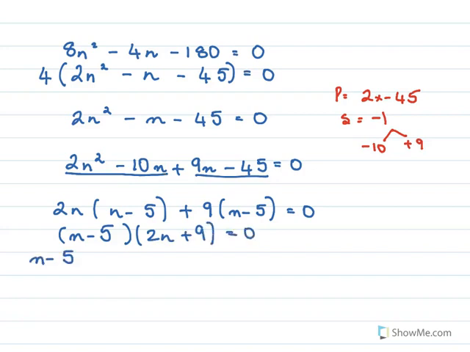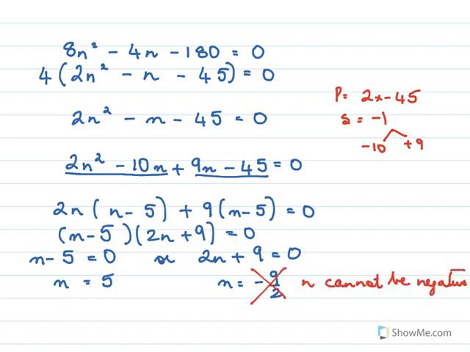So n minus 5 equal to 0, or 2n plus 9 equal to 0. So n minus 5 equal to 0, n equal to 5, and here we'll get n equal to minus 9 by 2. Now we know n can never be negative or a fraction, so we ignore this. So the answer here is n equal to 5. We're not done with the sum, so n equal to 5 means it has got 5 terms. We had to find an also.